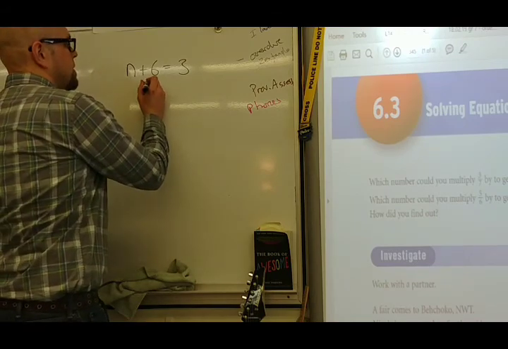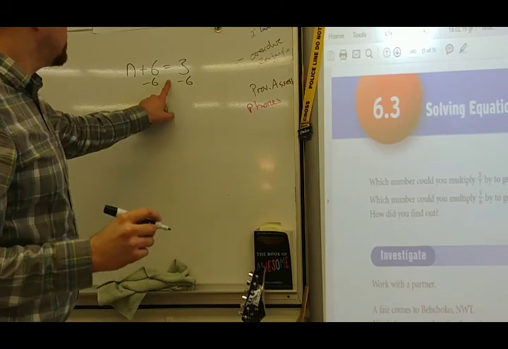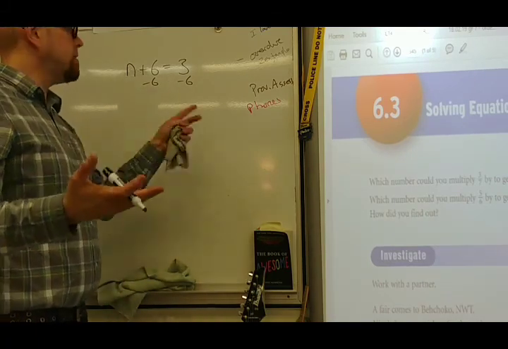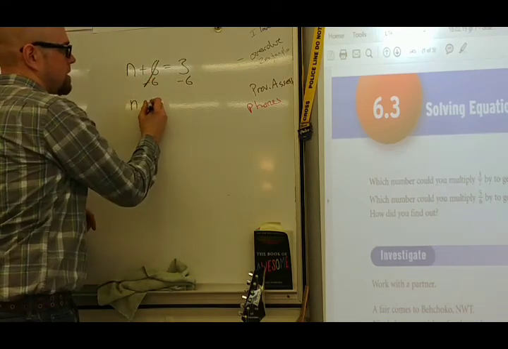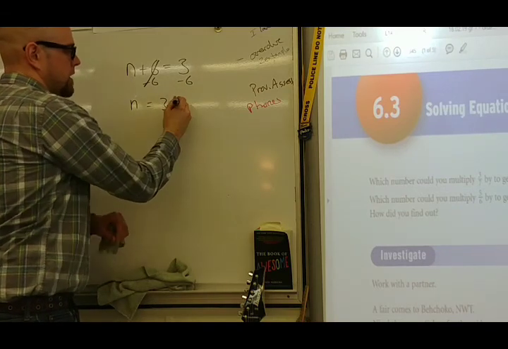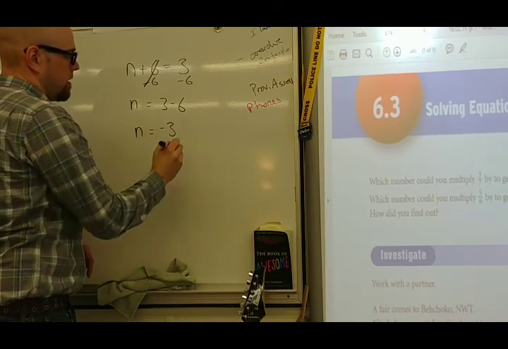So we're going to do the opposite. We're going to go negative 6 on this side and negative 6 on that side. The reason we go negative 6 on both sides is because we need it to be even. If it's not even, it is no longer equal. So I now have n, because this is canceled, and 3 minus 6. 3 minus 6, of course, is negative 3.